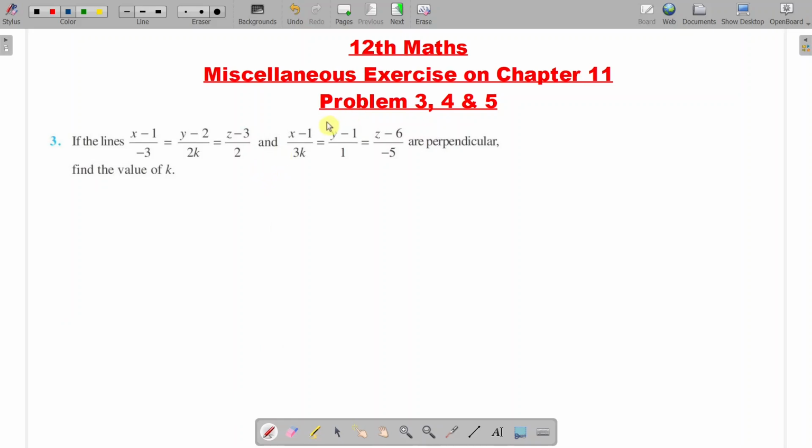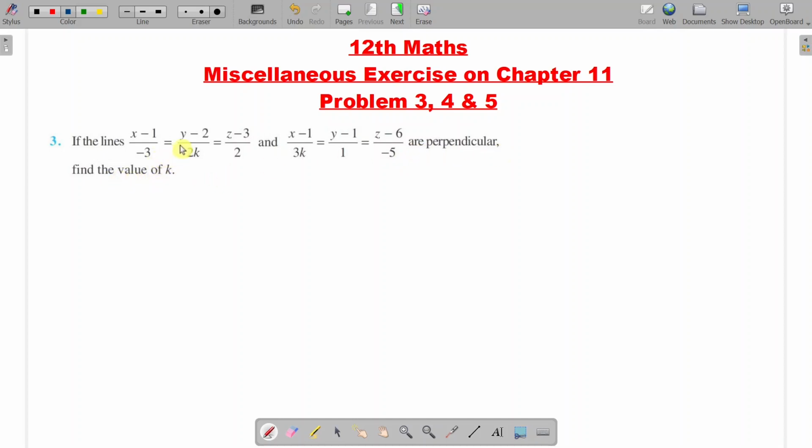In this video we will solve problems 3, 4 and 5 of the miscellaneous exercise on chapter 11 in 12th class math. So the third problem is: if the lines (x minus 1)/(minus 3) = (y minus 2)/(2k) = (z minus 3)/2 and (x minus 1)/(3k) = (y minus 1)/1 = (z minus 6)/(minus 5) are perpendicular, find the value of k.